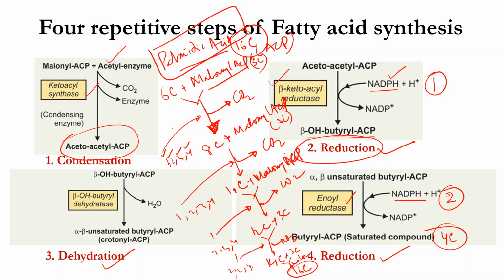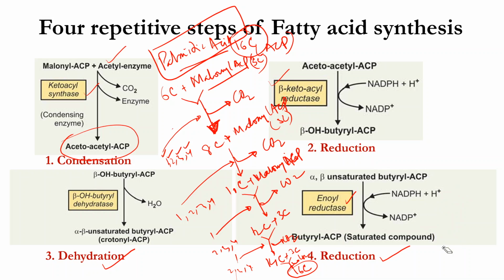how many cycles of these four repetitive steps have taken place? In the first step, it needs to be synthesis of butyl ACP. There will be one step to get the 4 carbon, 2 steps to get the 6 carbon, 3 repetitive cycles to get the 8 carbon, 4 to get 10 carbon, 5 to get 12 carbon, 6 to get 14 carbon, and 7 to get 16 carbon.